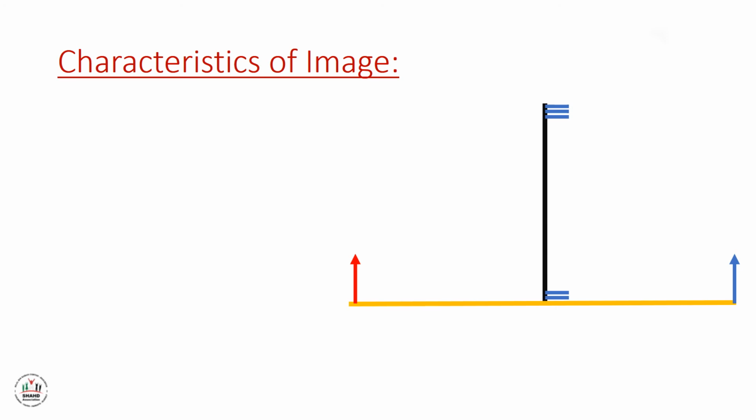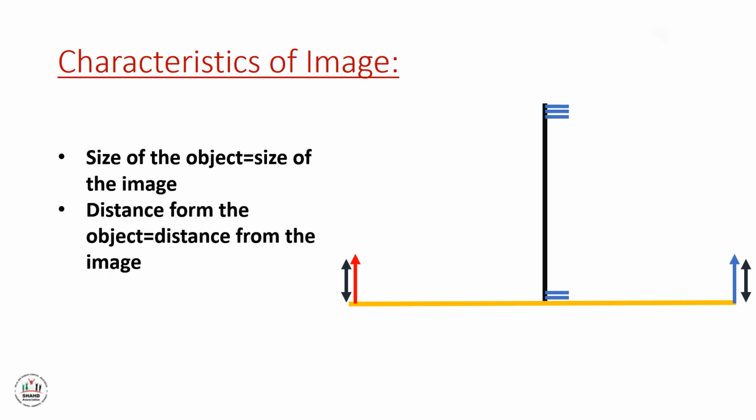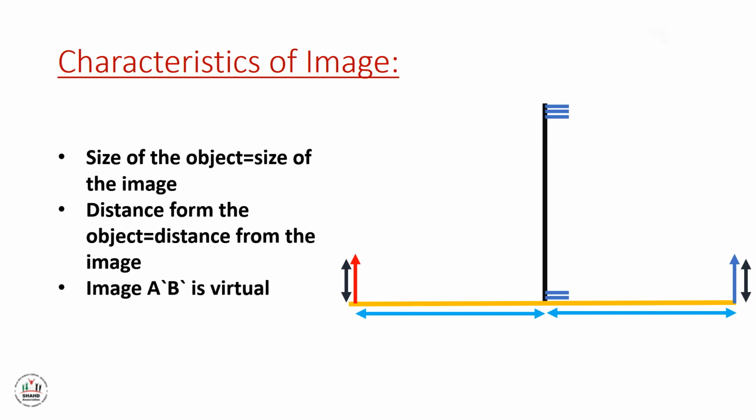After drawing the image of the object, we should now specify the characteristics of this image. The first one states that the size of the object should be equal to the size of the image. They should measure the same value. The distance of the object from the mirror, it should be equal to the distance of the image from the mirror. They should also measure the same value. The final one, the image A prime B prime, it is called virtual because it's formed by the prolongation of the two reflected rays.